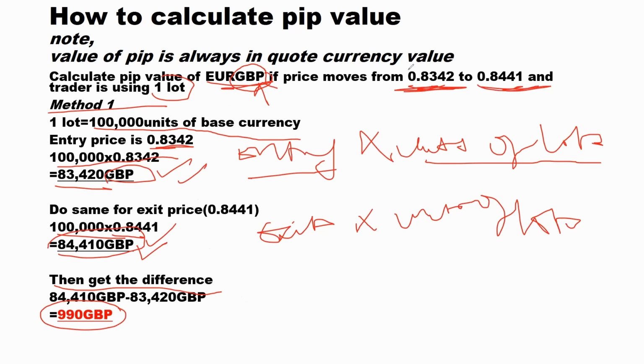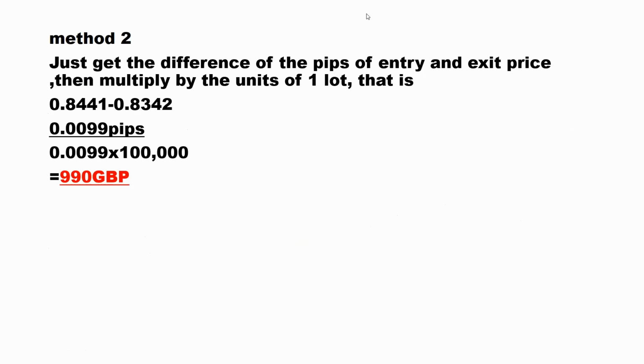If it is very hard for you now, I have a very simple one that you can use, right? Let's continue. The method 2, how do you get it? Method 2 is just simply calculate the pips. For example, if Euro GBP has moved from 0.8342, like we saw in the question, to this price. This is our entry. This is our exit. You just get the difference. It doesn't matter which one you start with, but just get the difference.